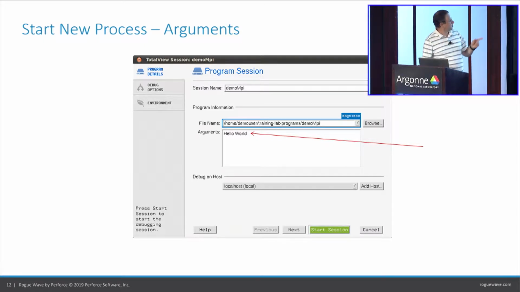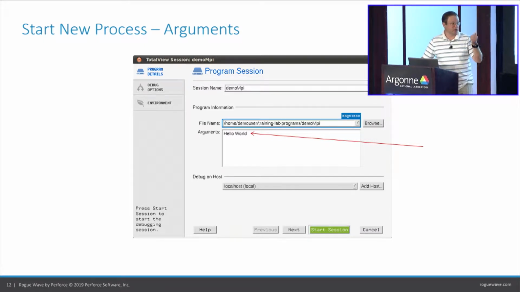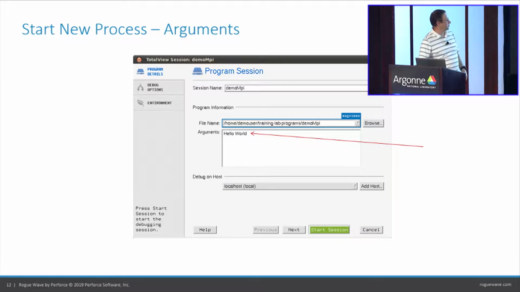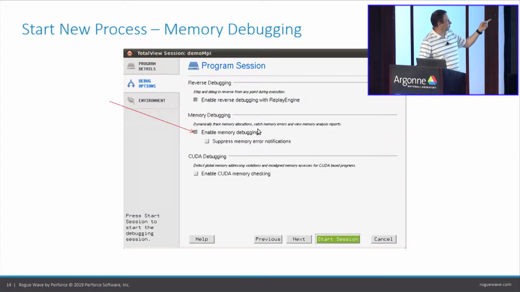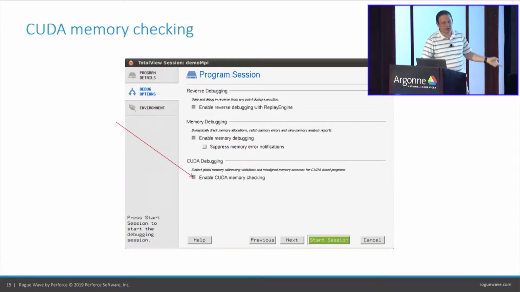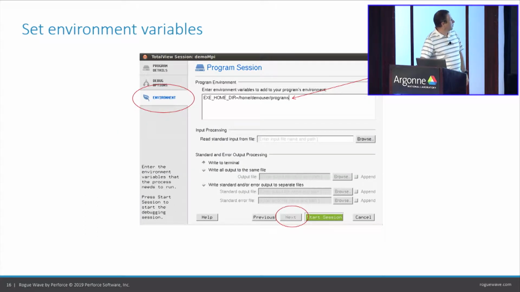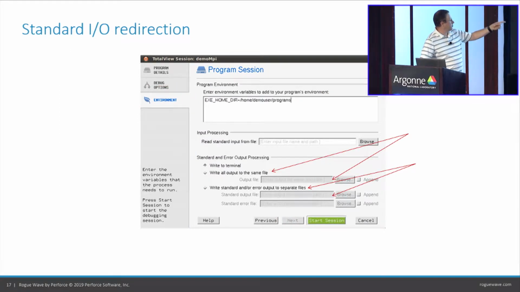So we have a program session manager. You just start a new session. It will ask you different questions, whether to set up arguments, enable reverse debugging, enable memory debugging, and enable CUDA memory checking if you're debugging CUDA. Then you can set up the environment and IO input and output, so you can specify which files you want. And the nice thing is you can save all that, so next time you just start it. You don't need to do it each time.